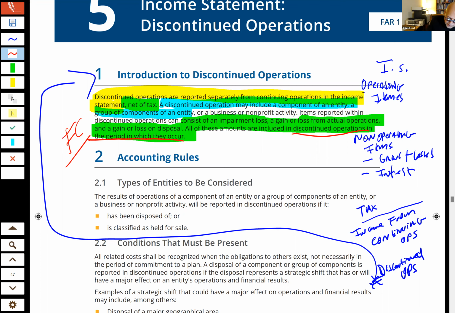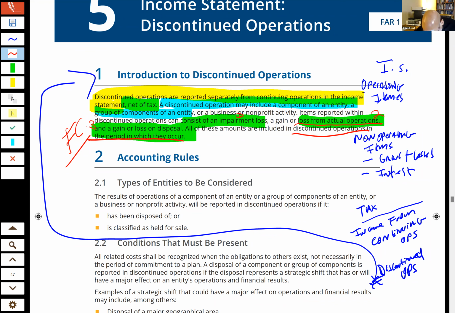They can consist of what? 3 things: an impairment loss, that's 1, a what? A loss from the actual operation. And again, I didn't want to highlight the word gain there. A loss from the actual operation, that's number 2. And then 3, a gain or loss on the disposal.